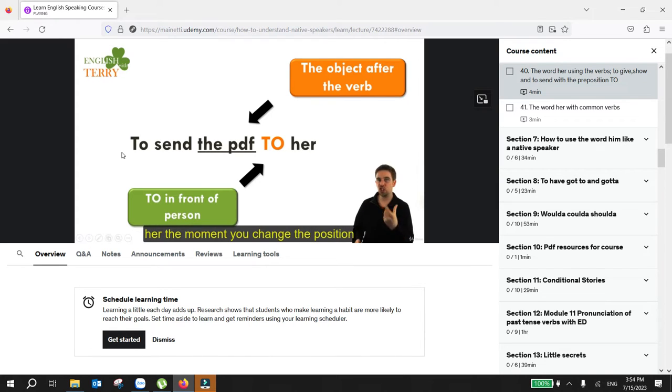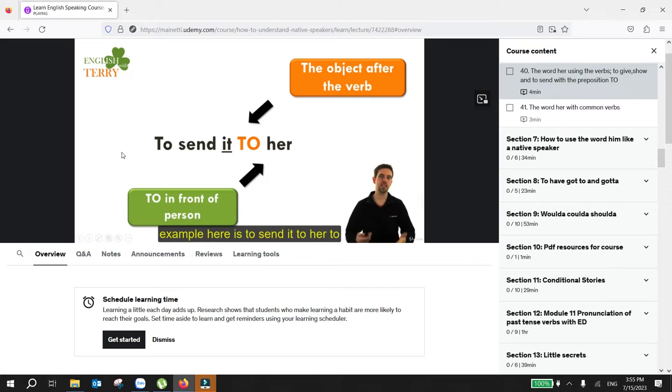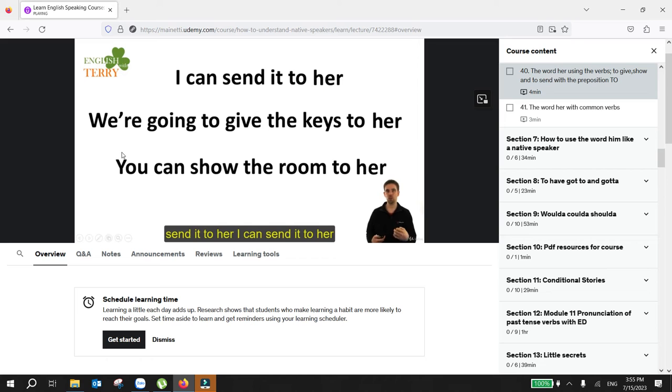The moment you change the position of the object, you must introduce the word to in front of her, right? Another example here is to send it to her. The object or this pronoun comes after the verb. Here I can send it to her.